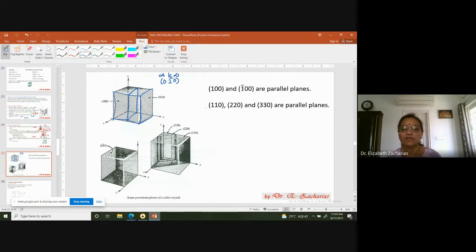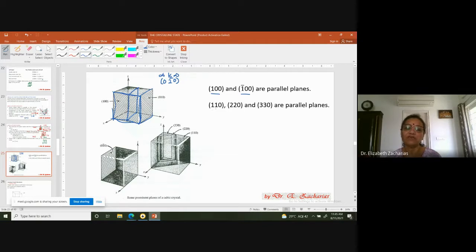Similarly, you have 1 bar 0, 0. 1, 0, 0 and 1 bar 0, 0 are going to be parallel planes. Like for example, if I'm talking of 1, 0, 0, this is my 1, 0, 0 plane, which we already marked. So 1 bar 0, 0, where will it be, you think? On the other side of the x-axis, and they will be parallel to each other.